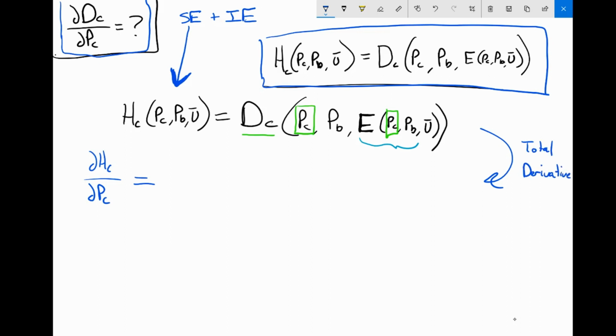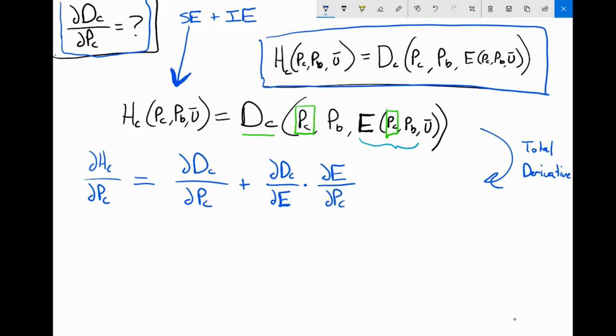All right, so when you take the direct derivative, that means the derivative of dc with respect to pc. This is a good sign. This is what we ultimately want. Plus, now we need to apply the chain rule: the derivative of dc with respect to e, that optimal expenditure function. That's the outer function, multiplied by the derivative of the inner function, the derivative of e with respect to pc.